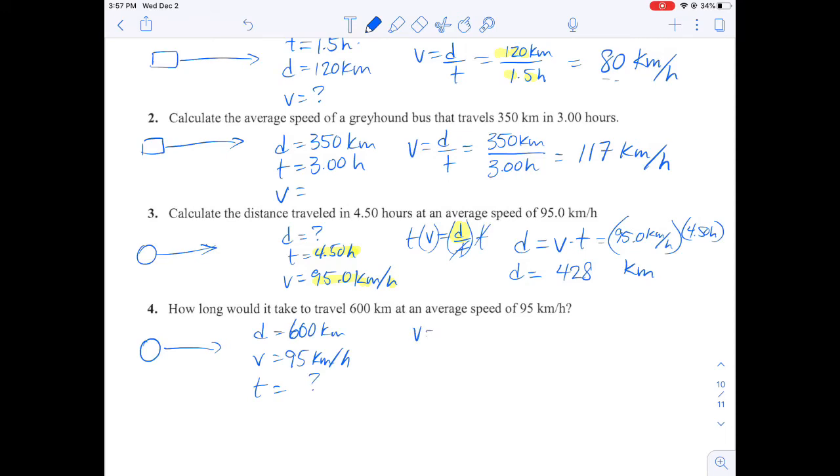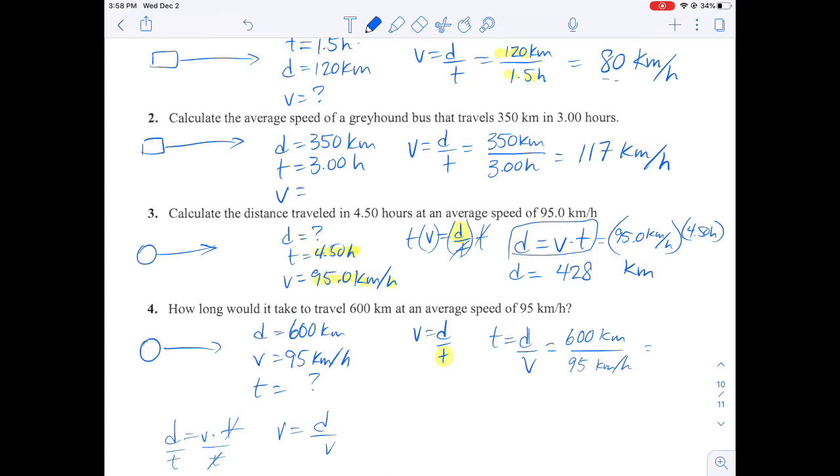So our original formula is V equals D over T, but now I want to solve for T. And so I need to isolate for that. What I'm going to do is I'm going to get T equals D over V. So if you're not sure how to do this rearrangement, over here we had D equals V times T. If I'm solving for T, this is an easier formula to solve for. So what I'll do is I'll divide both sides by V. My V's cancel out, and T equals D over V. So now I can substitute into here. The distance was 600 kilometers, and the speed is 95 kilometers per hour.